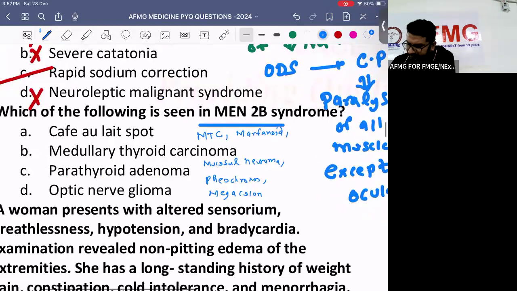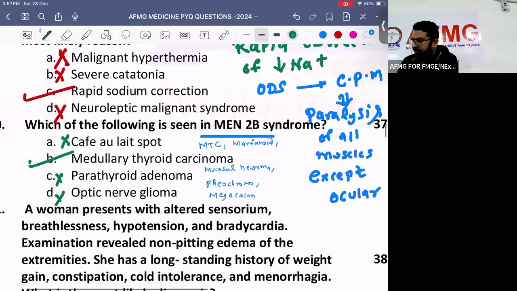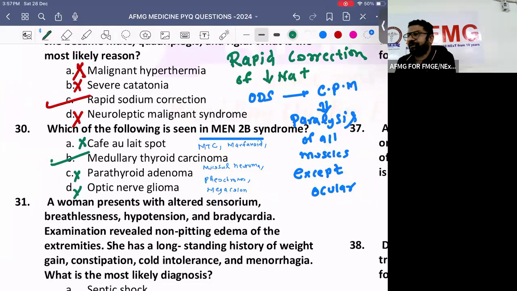So café-au-lait spots होंगे नहीं होंगे? Answer will be café-au-lait spots, optic nerve glioma. These are seen in neurofibromatosis type 1, NF1 में होगा. So answer will be MTC, medullary thyroid carcinoma. Medullary thyroid carcinoma. Clear? Am I clear? Okay, try to answer next one.